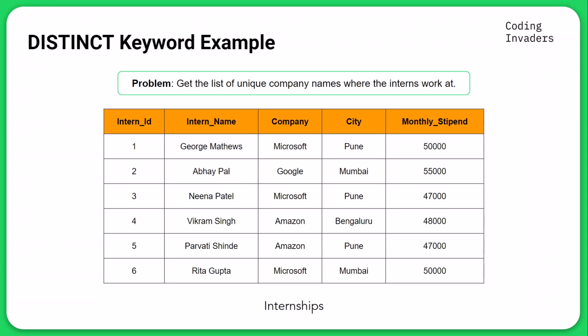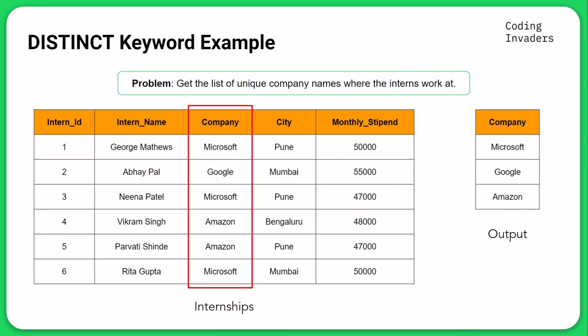Suppose we have this problem which says: get the list of unique company names where the interns work at. So it looks easy, right? It's very straightforward. We just have to write down the unique values from the column company. The one on the right-hand side is your required output. The 3 companies are there: Microsoft, Google and Amazon.